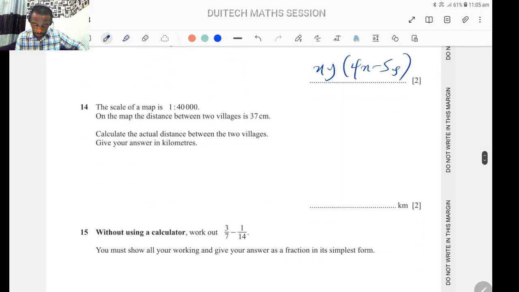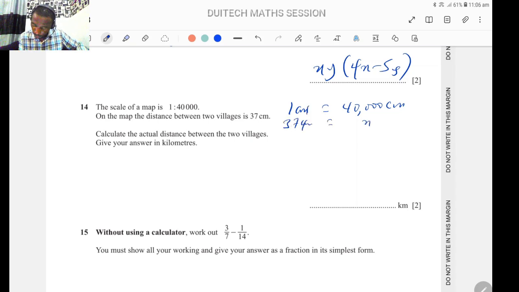This other question says the scale of a map is 1:40, and on the map the distance between two villages is 37 centimeter. Each 1 centimeter on the paper represents 40 centimeter. We're going to take that measurement, very important. So in this case 1 centimeter on paper represents 40,000 centimeter. Now I want us to calculate what 37 centimeter is. So we're going to say 37 centimeter is equal to s.